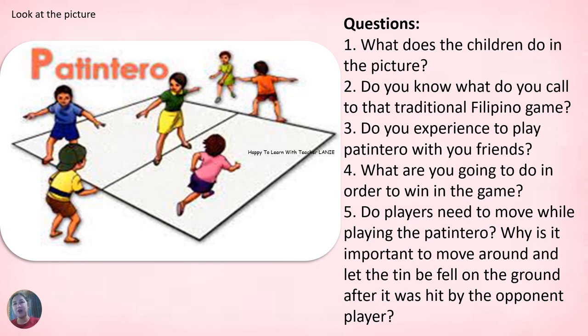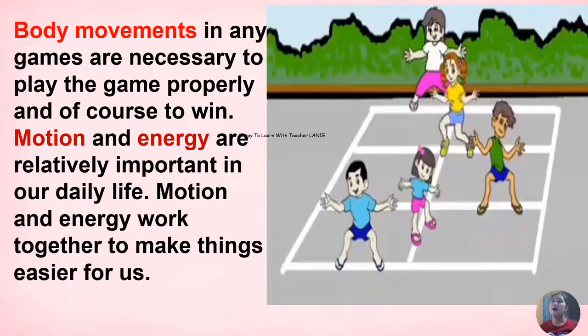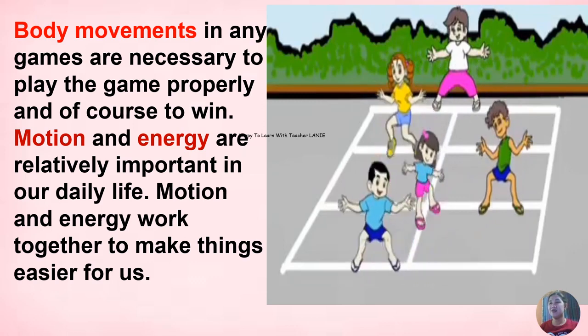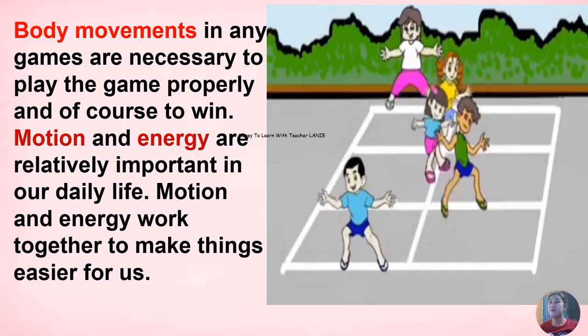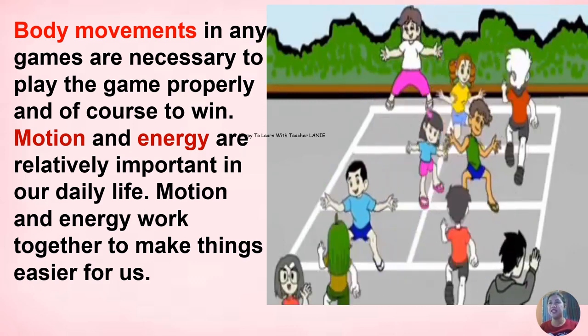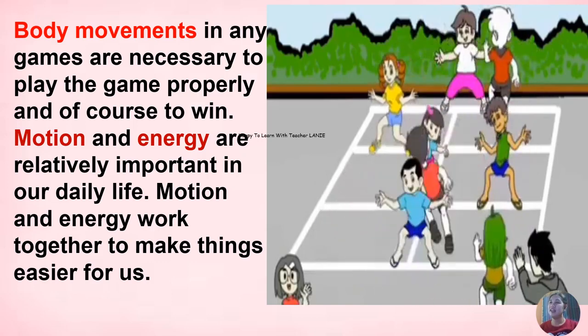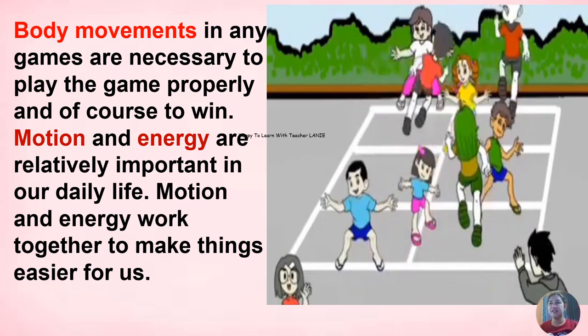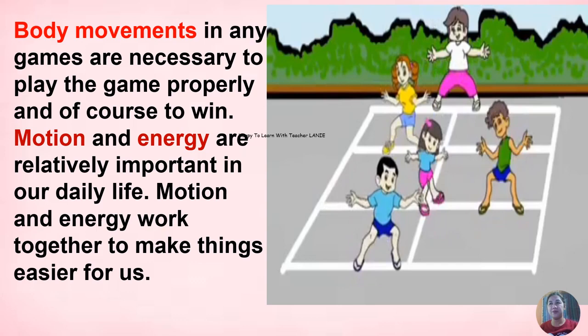Why is it important to move around and let the tin fall on the ground after it was hit by the opponent player? Body movements in any games are necessary to play the game properly and of course to win. Motion and energy are relatively important in our daily life.